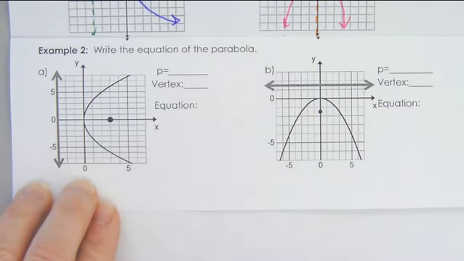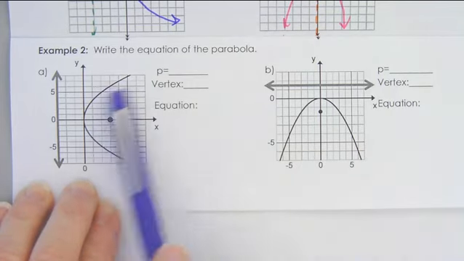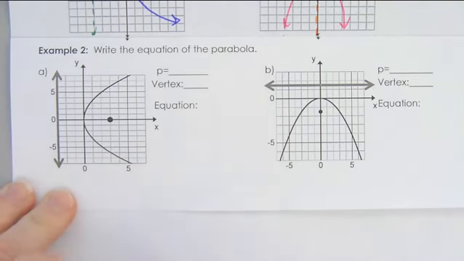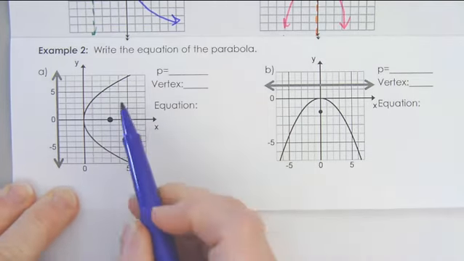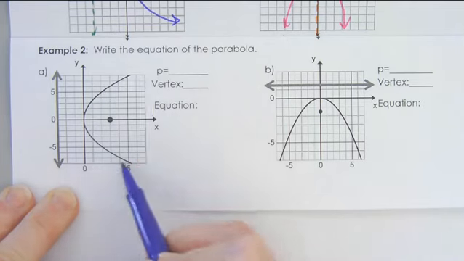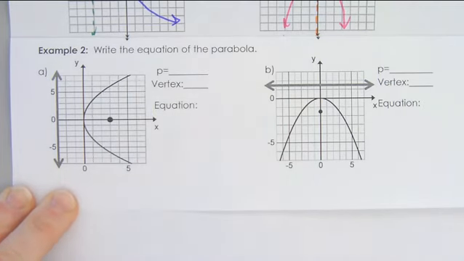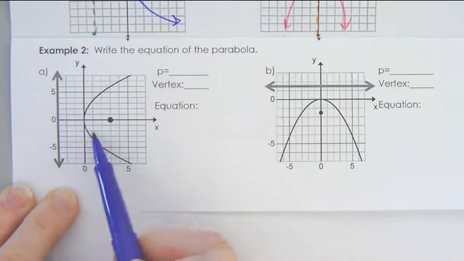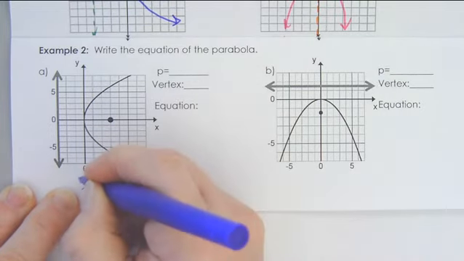Okay, now we're going to go on and we're going to do something a little backwards. I'm going to give you the graph and you're going to come up with the equation. So first thing I want you to look at is the parabola. We see that it's opening to the right. If it's opening to the right, we know that it could cross the y-axis twice, which is going to make this a y-squared parabola.